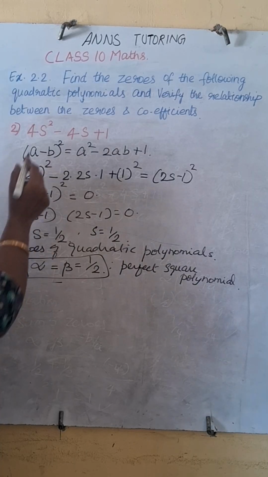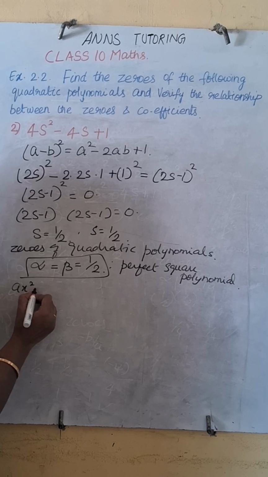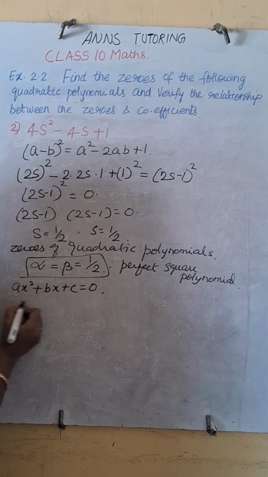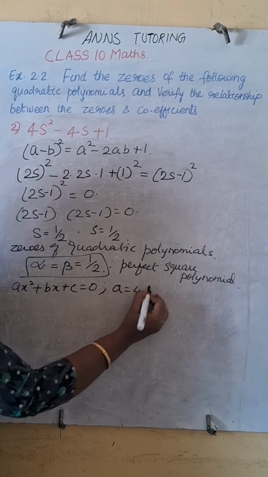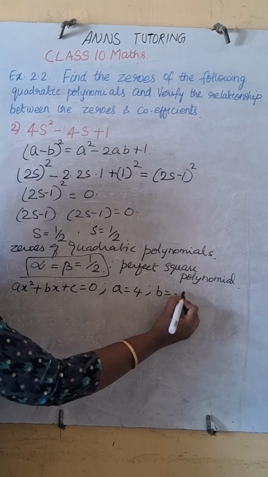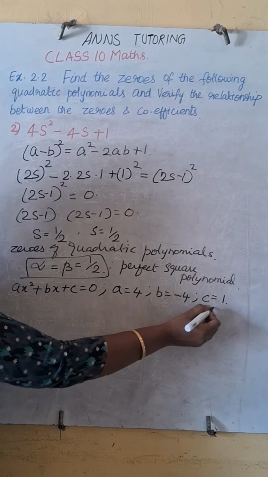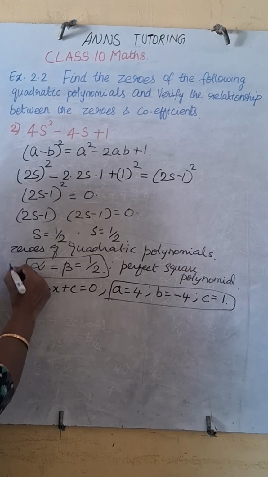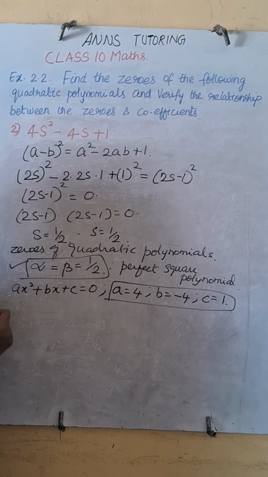Next, write 4s squared minus 4s plus 1 compared with ax squared plus bx plus c equal to 0. So a is equal to 4, b is equal to minus 4 and c is equal to 1. So the zeros of the quadratic polynomial are alpha is equal to beta is equal to 1 by 2.